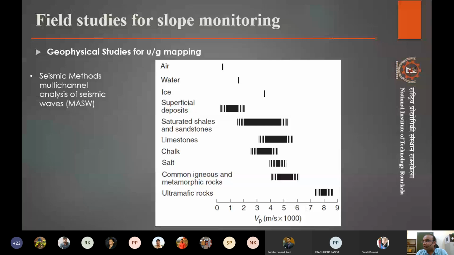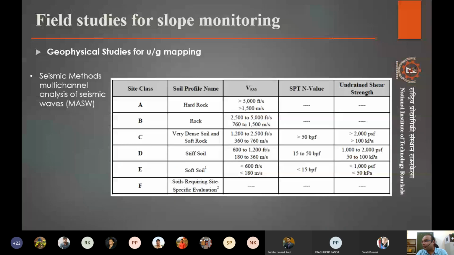So again, as we had for pulse wave velocity, we have something called shear wave velocity as well, or the S wave, the secondary wave. For hard rocks, it can be greater than 1500 meters per second, and for soft soils, it can be as low as less than 180 meters per second.